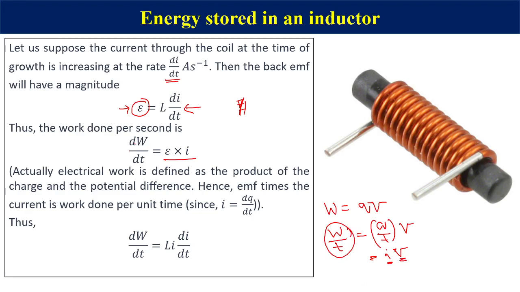So dW dt, the rate of work done with time, is equal to the EMF induced multiplied by the current. All right. So EMF is L di dt, so simply put that and I receive dW dt is equal to L I di dt. Clear?